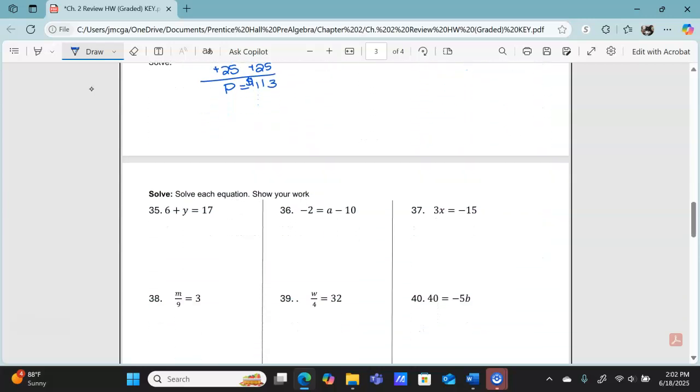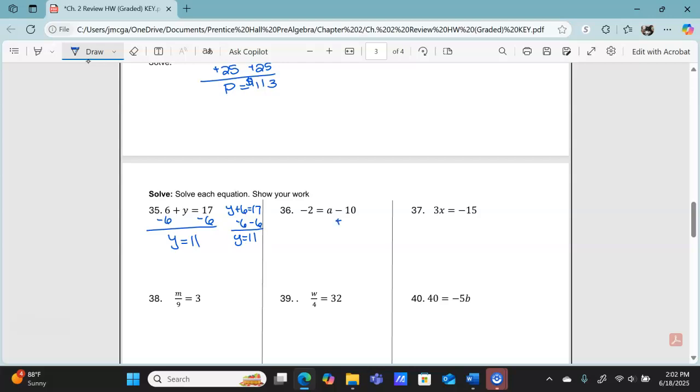So we go back to the chapter review, and we are solving and showing our work. We have 6 plus y. That 6 is positive because there's no sign showing there. So I'm going to subtract it because I could just as easily write that as y plus 6. 6 plus y is the same as y plus 6. That's the commutative property. So if that bothers you to just do it straight like this and end up with y equals 11, then rewrite it as y plus 6 equals 17. You don't have to do that though.